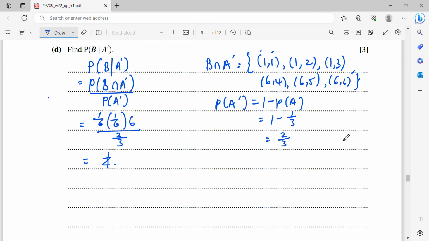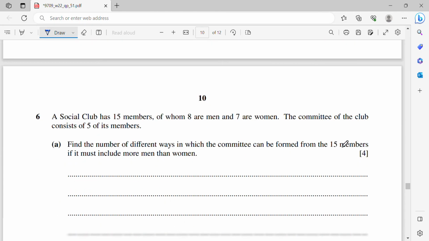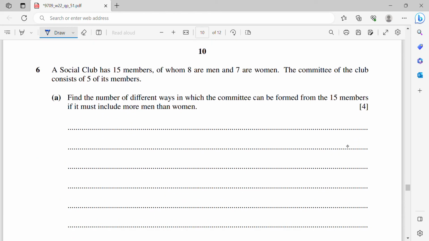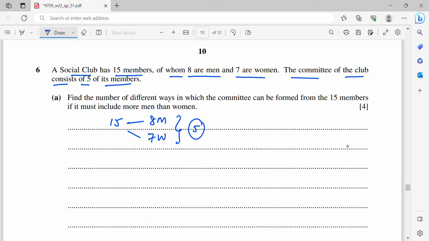Alright, so let's move on to question 6. A social club has 15 members, of whom 8 are men and 7 are women. The committee of the club consists of 5 of its members. So basically there are 15 persons, 8 men and 7 women. Now from here we need to choose 5 to form the committee.